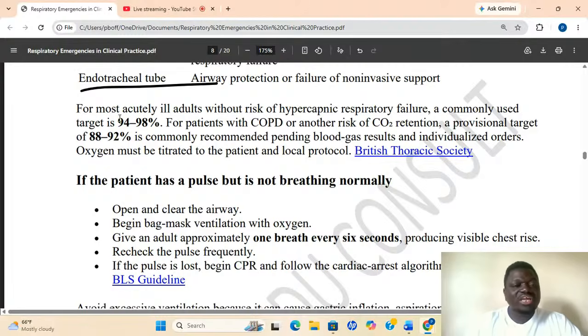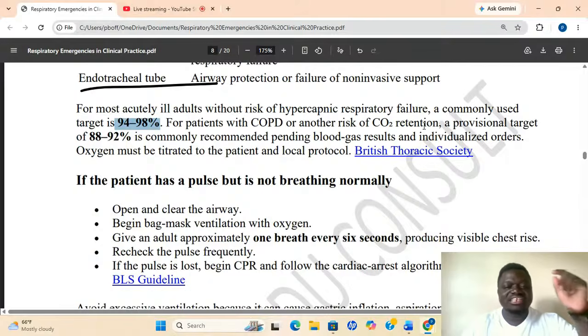They need to protect the airway and help with breathing. For most acutely ill adults without risk of hypercapnic respiratory failure, or type 2 respiratory failure, a commonly used target is 94 to 98 percent oxygen saturation. For patients with COPD or another risk of CO2 retention, let's say drug intoxication, a provisional target of 88 to 92 is commonly recommended pending blood gas results. This is according to the British Thoracic Society.